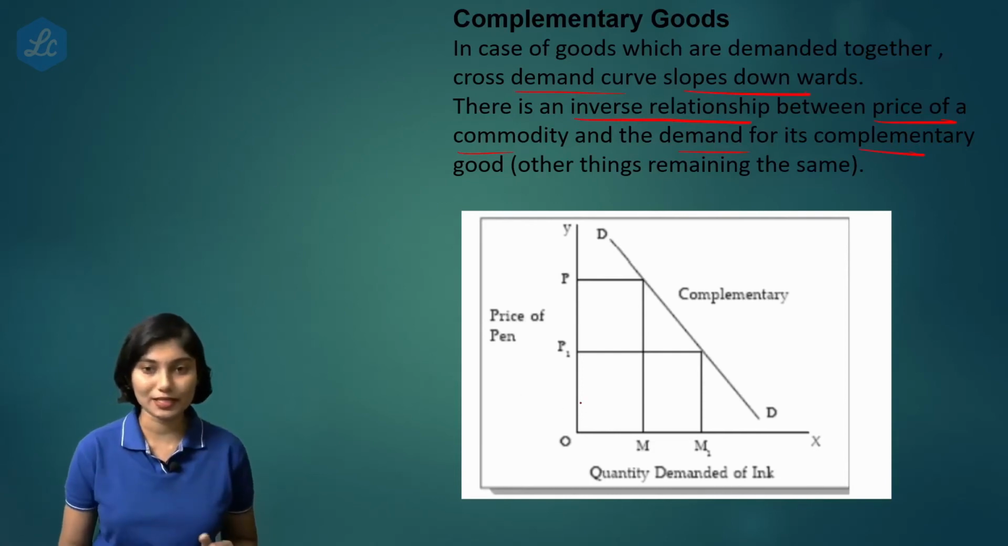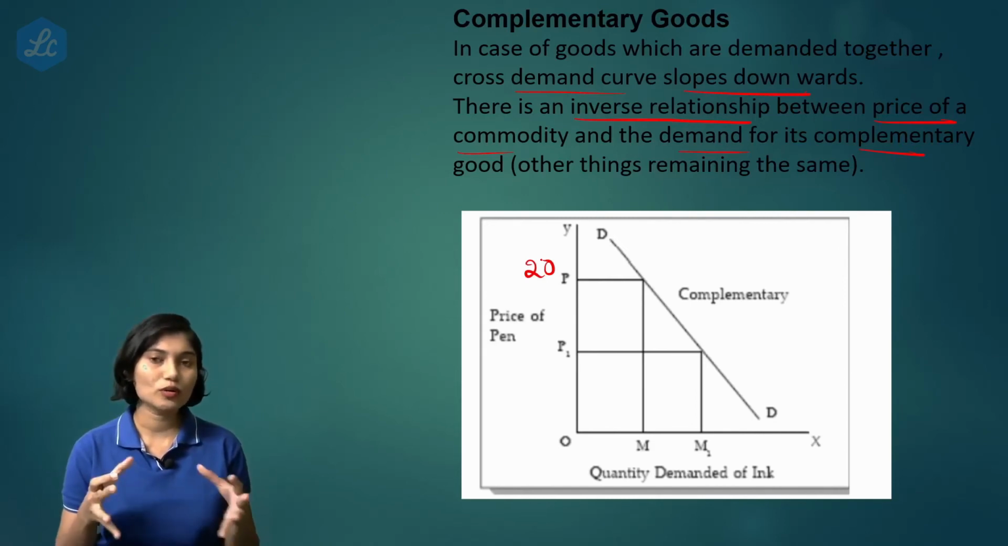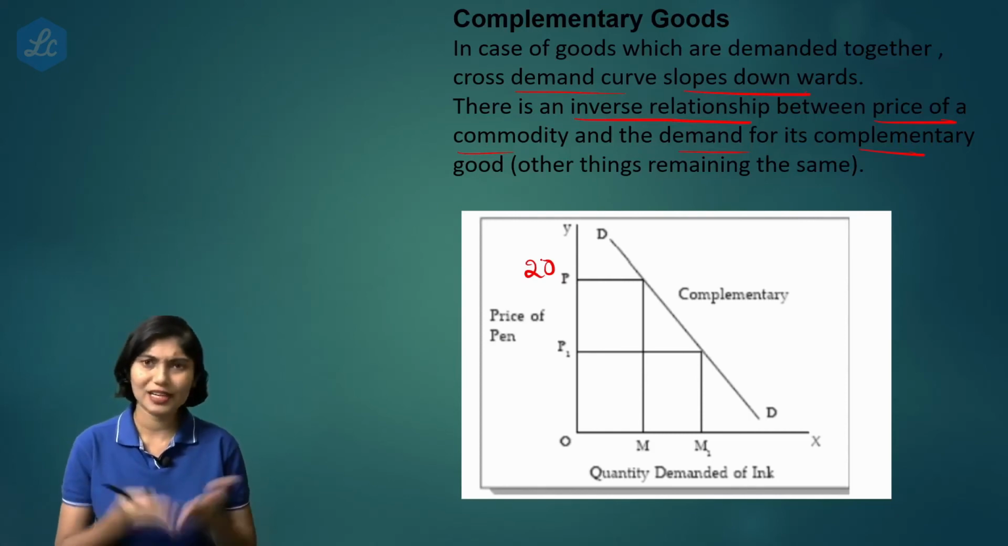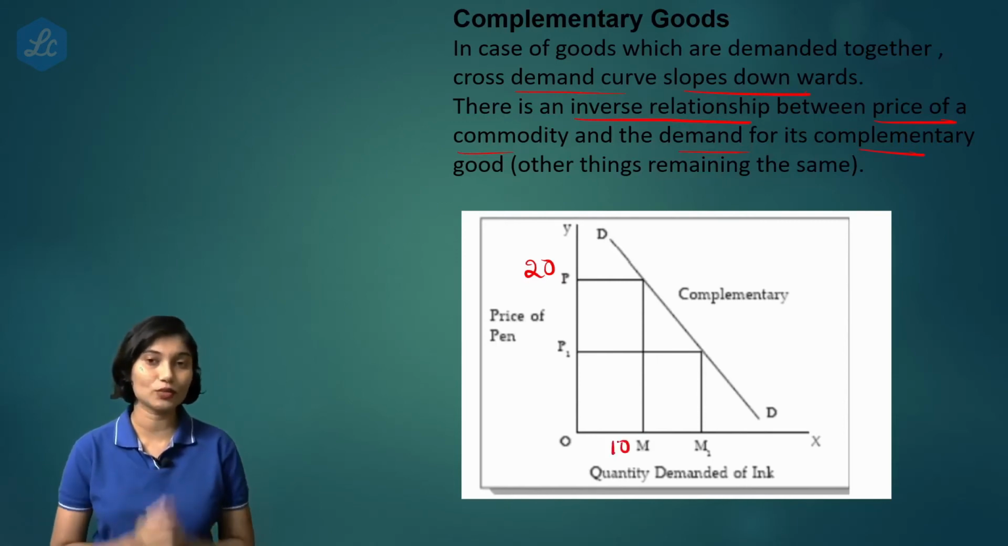For example, let us say our x-axis has quantity demanded of ink and our y-axis has price of pen. Now let us say price of pen was 20 rupees. Okay, price of pen was 20 rupees. It's expensive now. So naturally the demand for pens would have been less. So if the demand for pens is less, will the demand for ink also be less? Yes. Less pens, so less ink, right? So the demand for ink would have been just 10 units of ink.